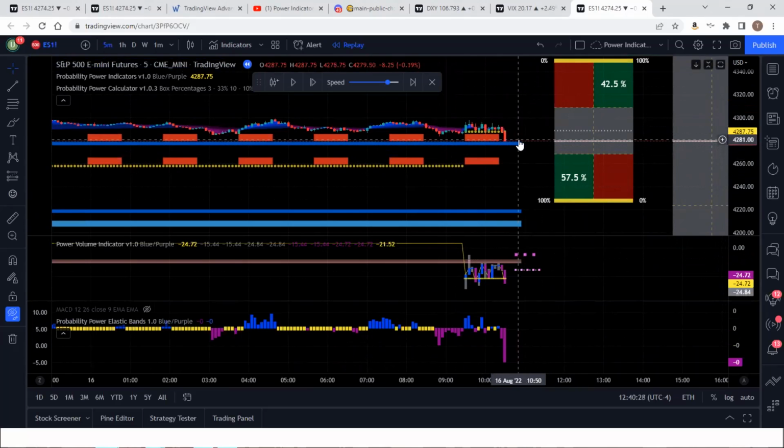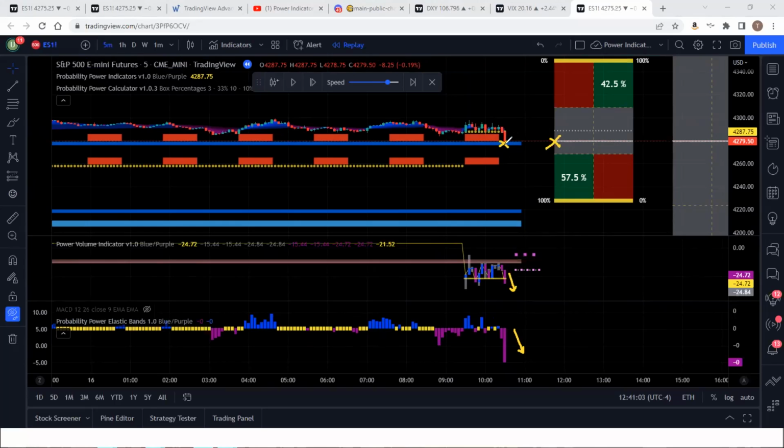Okay, so we had determined that this would be the perfect spot to take a long. So what do we have? Well, we're at an institutional red dash and at a minor zone here. However, we're in the gray zone on the probability calculator. The VI is pointing down and the elastic bands are pointing down. So is that a good spot to take a long? No, it's not, because you have some conflicting information here.